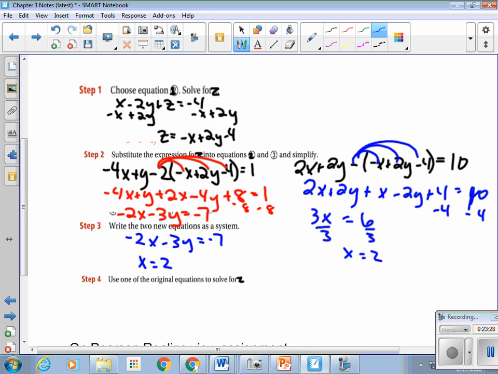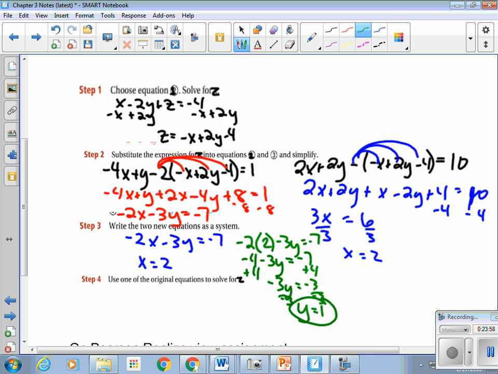And I solve for what? Let's do that. So negative 2 times 2 minus 3y equals negative 7. That's negative 4 minus 3y equals negative 7. Add 4 to both sides. Negative 3y equals negative 3. Divide both sides by negative 3. And y equals 1. X equals 2, y equals 1.